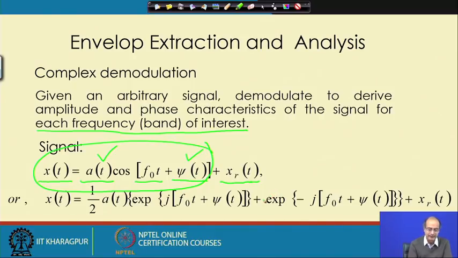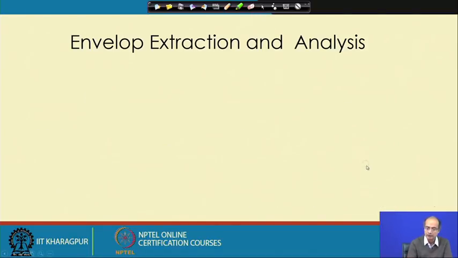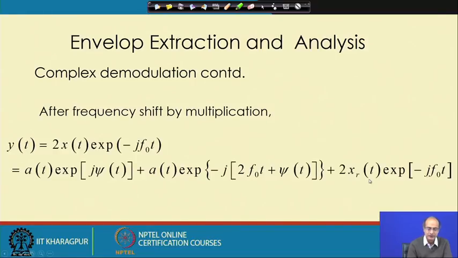So, for that, we first do some mathematical operation to make it clearer. The cosine term can be expressed in terms of a pair of exponentials with frequency f 0 and minus f 0, and then the x r remains in the same way. With this complex term, we can multiply it with exponential minus j omega 0 t.